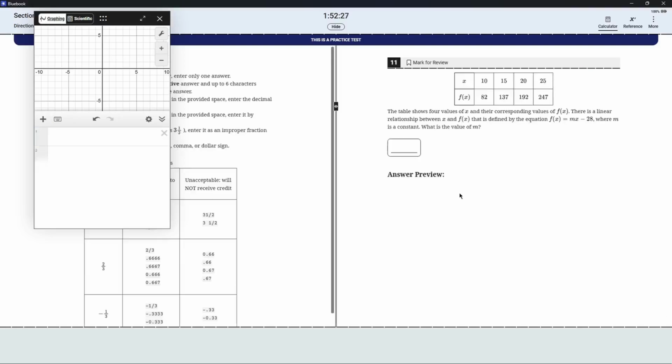Question 11. The table shows 4 values of x and their corresponding values of f of x. There is a linear relationship between x and f of x that is defined by the equation f of x equals mx minus 28, where m is a constant. What is the value of m?